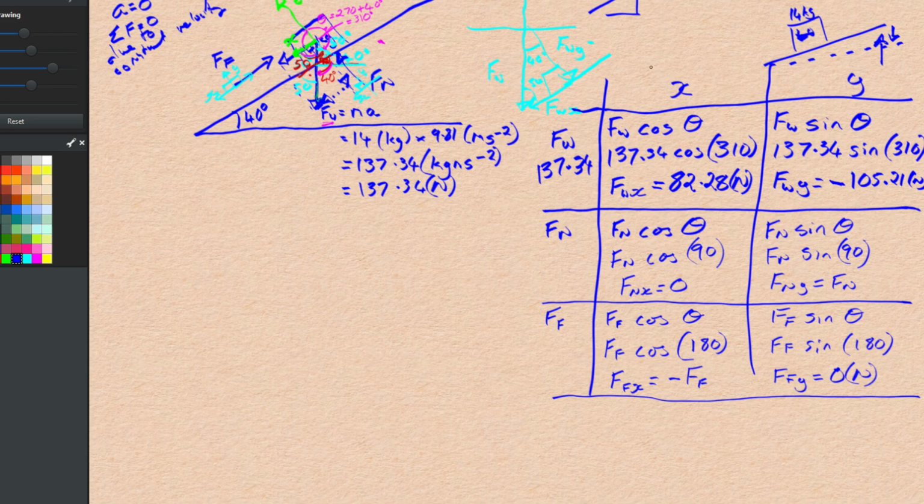And remember, we've said that the sum of our forces should be 0. The sum of the forces in the x direction should be 0. The sum of the forces in the y direction should be 0. So we have 82.28 plus 0 plus our minus friction force equals 0.